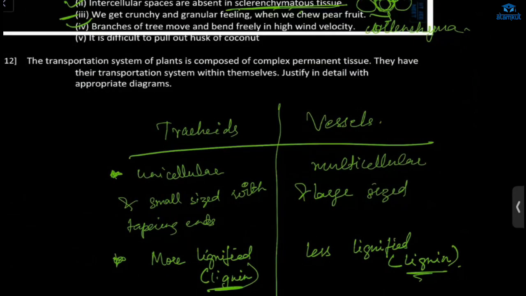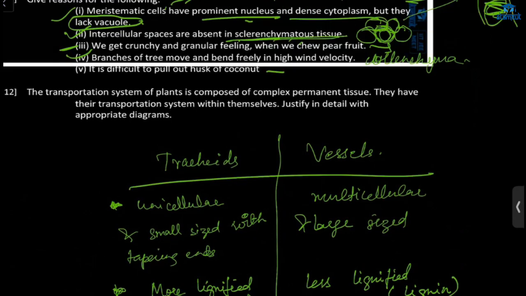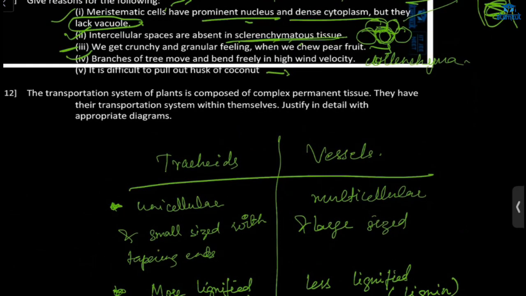Okay. Fifth one, let's see. It is difficult to pull out the husk of coconut. This is also easy. This is because it has sclerenchymatous tissues. It is very sturdy, and also it is closely packed. Because of that, it is difficult to pull off the husk.